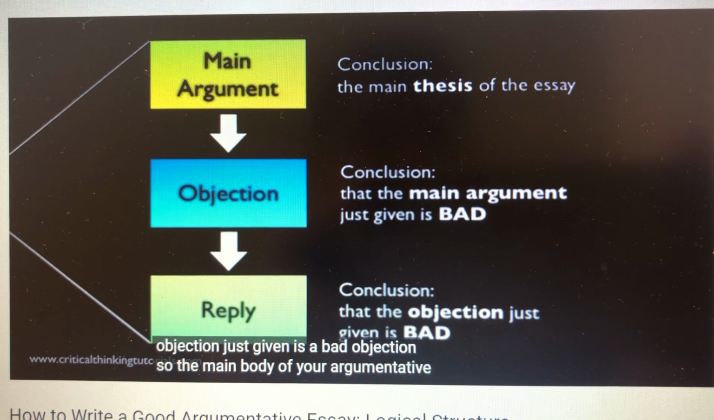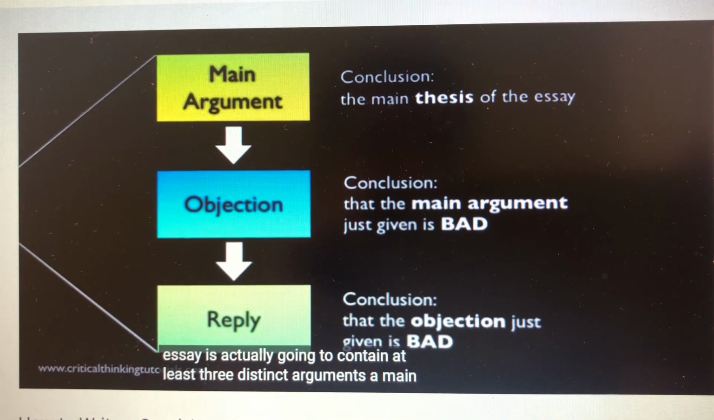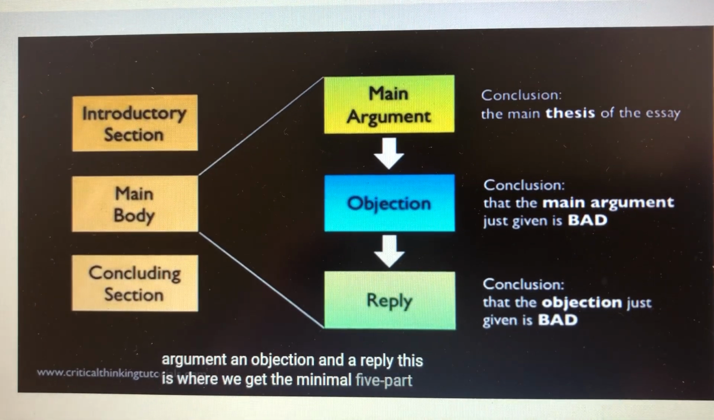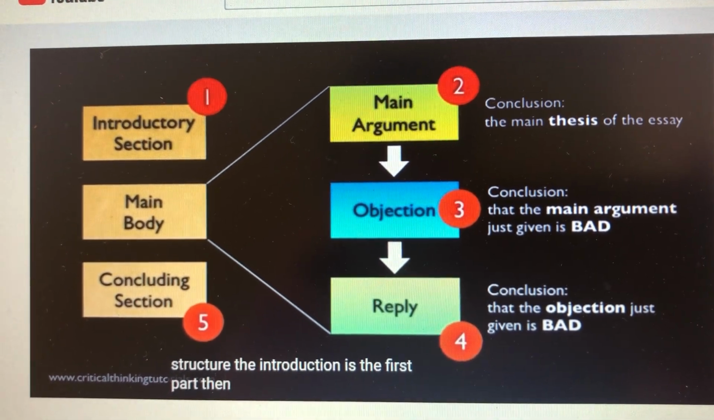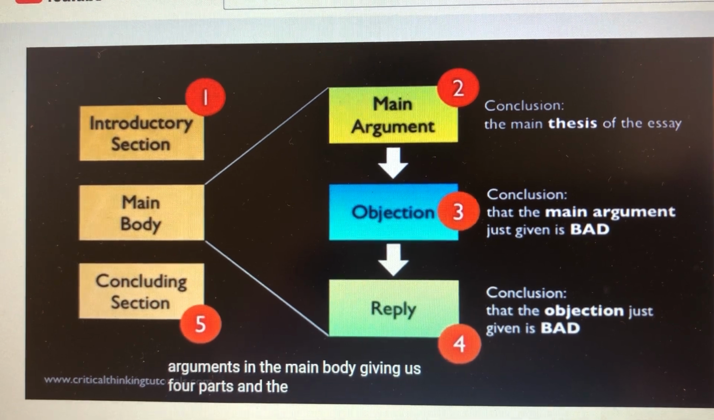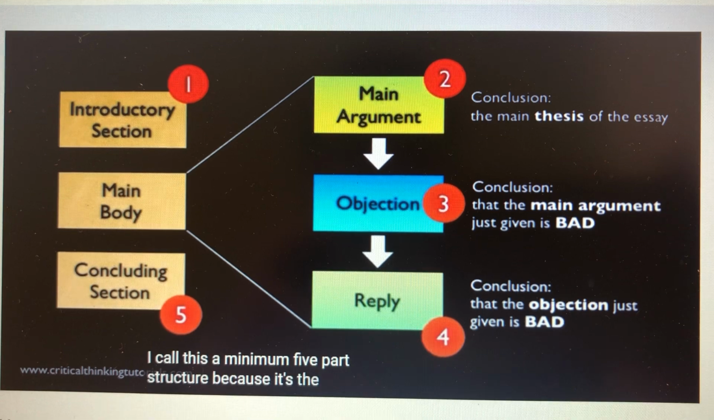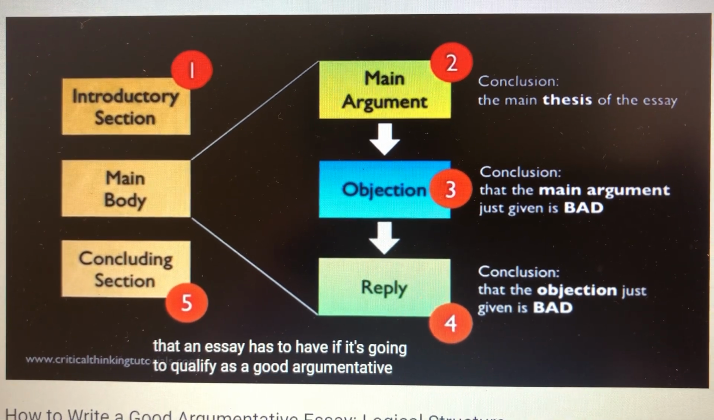So the main body of your argumentative essay is actually going to contain at least 3 distinct arguments: a main argument, an objection, and a reply. This is where we get the minimal 5-part structure. The introduction is the first part. Then you've got at least the 3 arguments in the main body, giving us 4 parts, and the conclusion makes 5. I call this a minimal 5-part structure because it's the bare minimum that an essay has to have if it's going to qualify as a good argumentative essay.